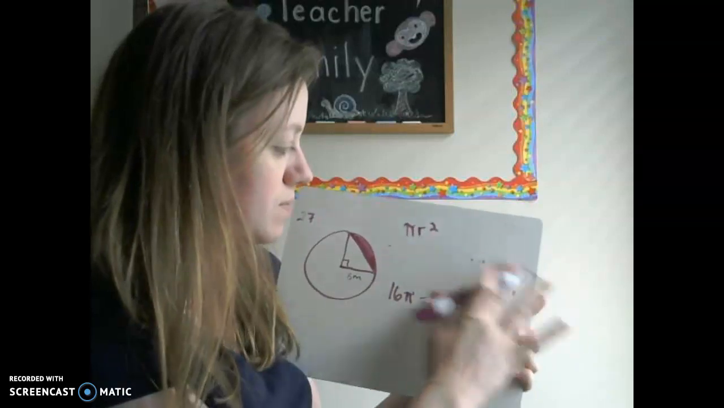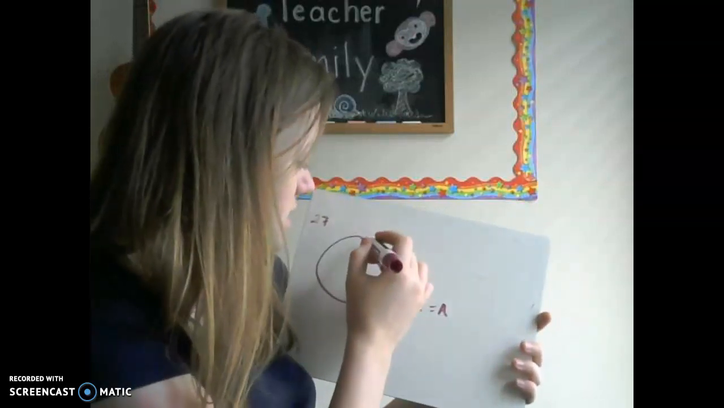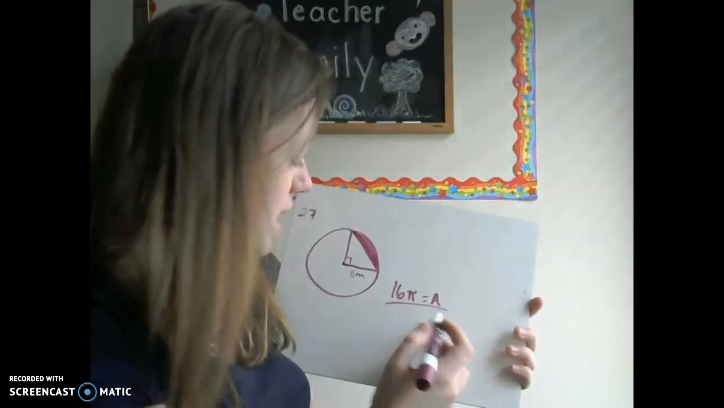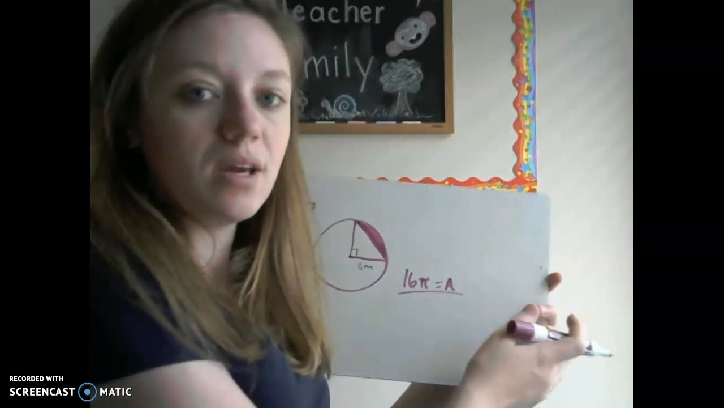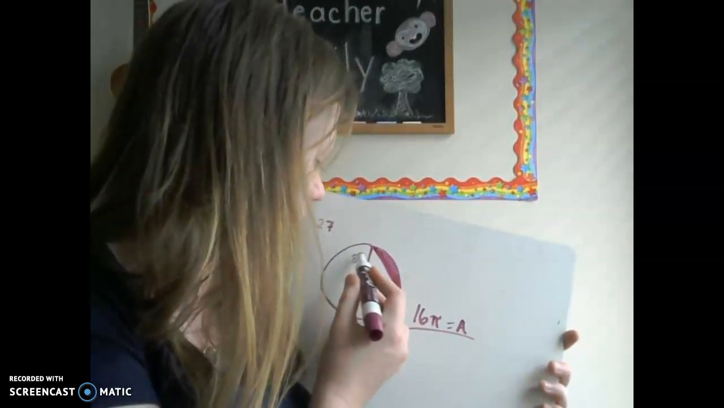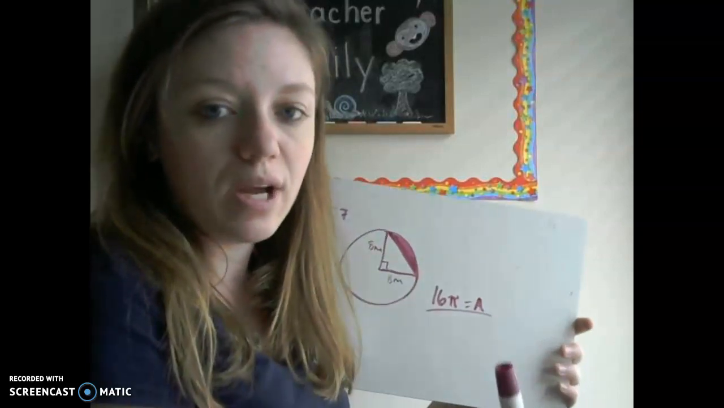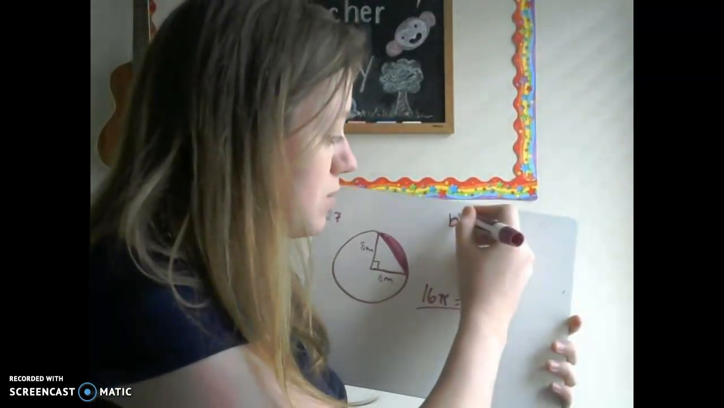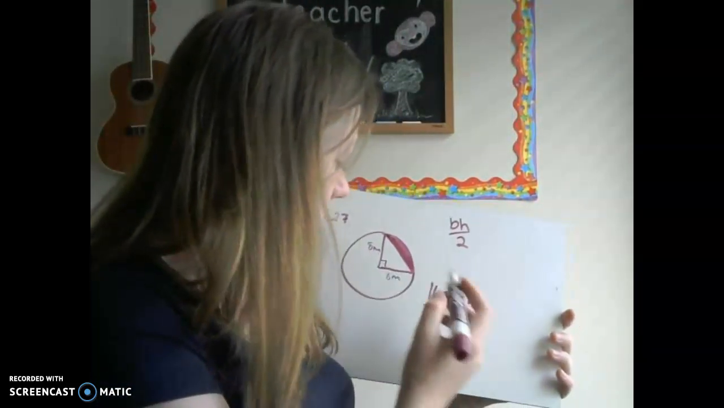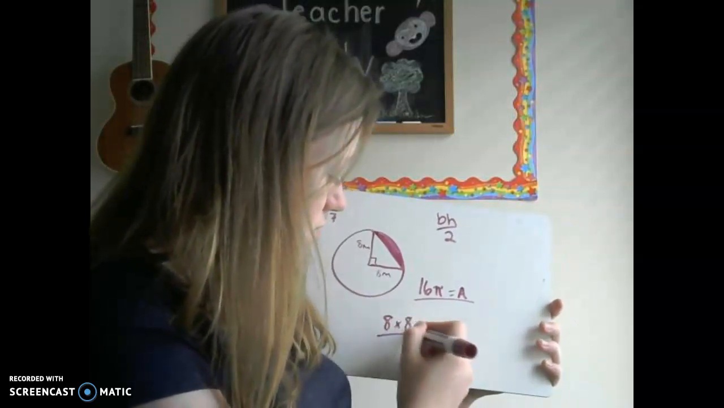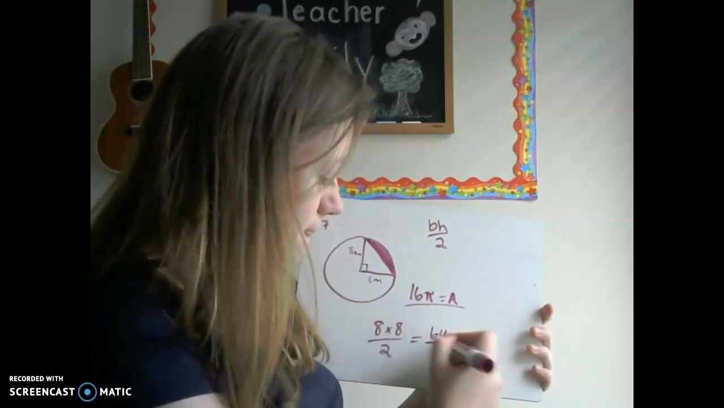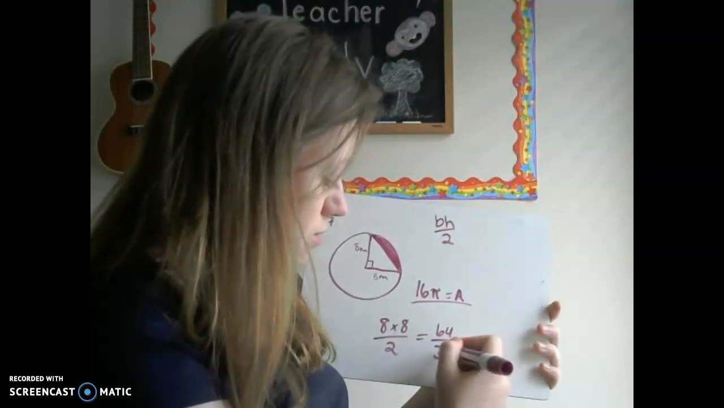So we don't really need this anymore. We don't want this entire area, we just want this little section here. So we need to subtract from 16 pi the area of this triangle. Luckily, this is a very easy triangle to figure out. We know this radius is 8 meters, then we know that this is also 8 meters. So the area of a triangle is base times height, divided by 2. Okay, so base is 8 meters, height is 8 meters, so 8 times 8 divided by 2 is going to be our answer. 8 times 8 is 64. Divided by 2 is 32.